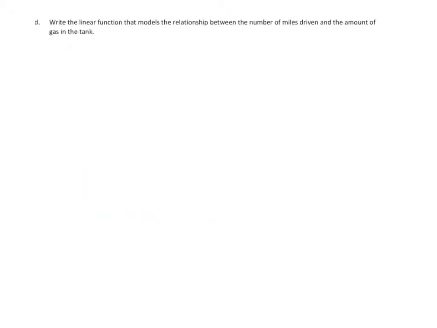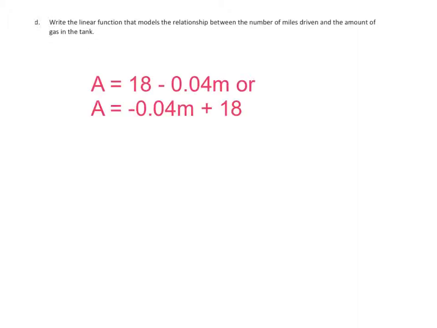Part D. Write the linear function that models the relationship between the number of miles driven and the amount of gas in the tank. The linear function that models the relationship between the number of miles driven and the amount of gas in the tank is A equals 18 minus 0.04m, or A equals negative 0.04m plus 18.